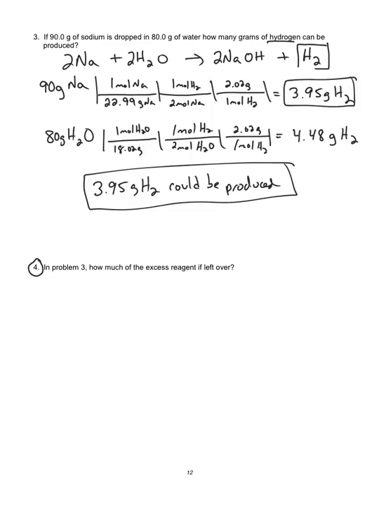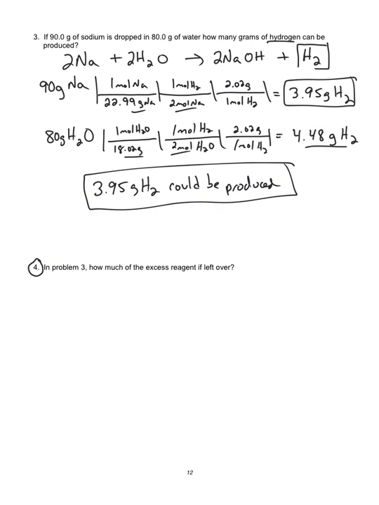All right, the answer is 3.95 grams of hydrogen. So you can see my work up above, the 90 grams divided by the molar mass of sodium. The mole ratio is 1 hydrogen to 2 sodium, and the molar mass of hydrogen is 2.02. Doing the math correctly, we would get 3.95 grams of hydrogen. And the 80 grams of water, doing the same mathematical steps, the molar mass of water is 18.02. The mole ratio is 1 to 2, and the molar mass is 2.02 for a mass of 4.48.